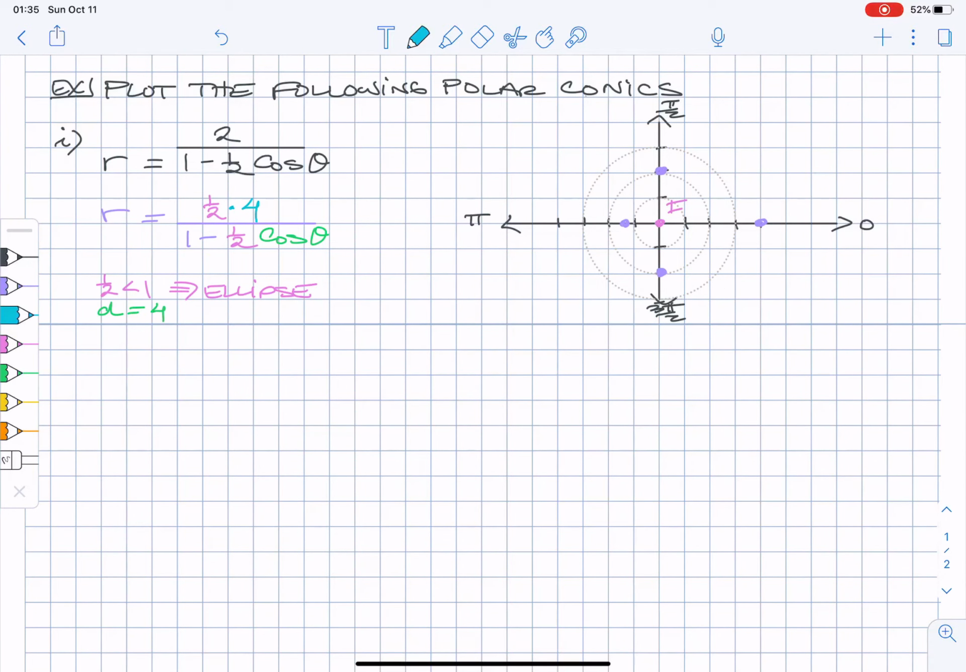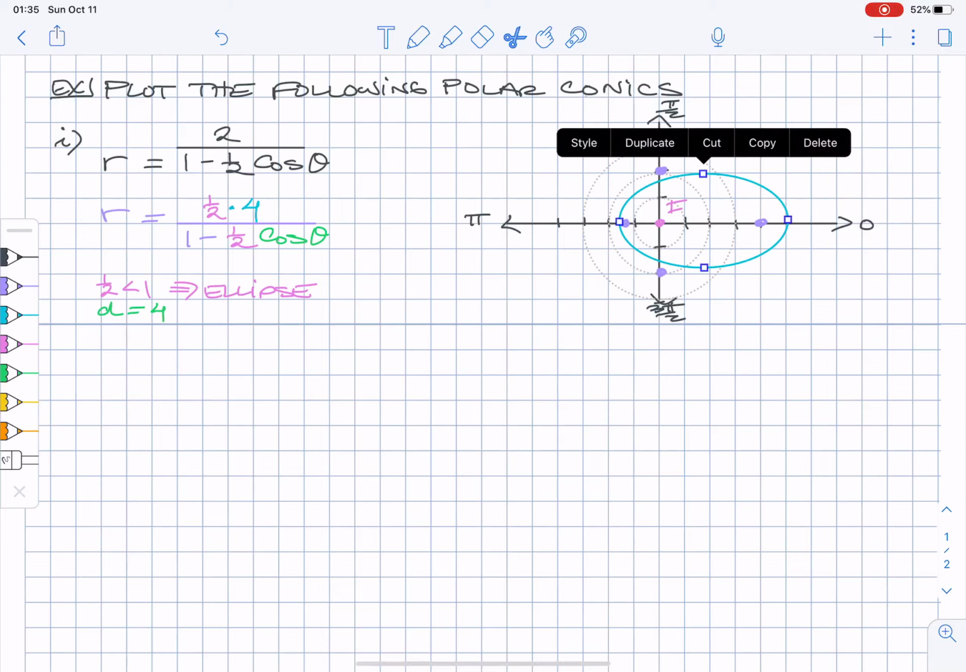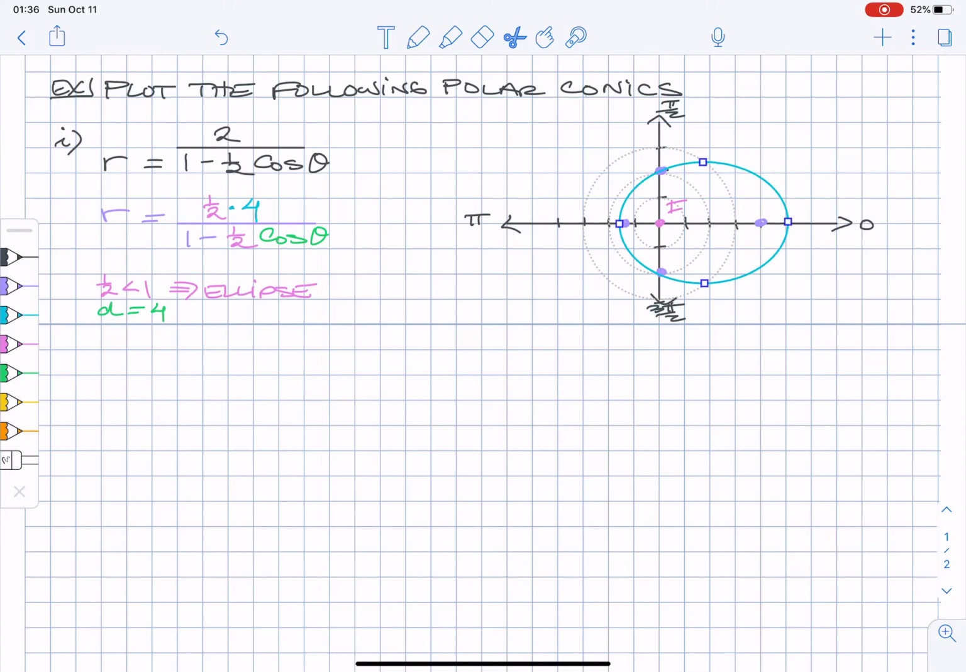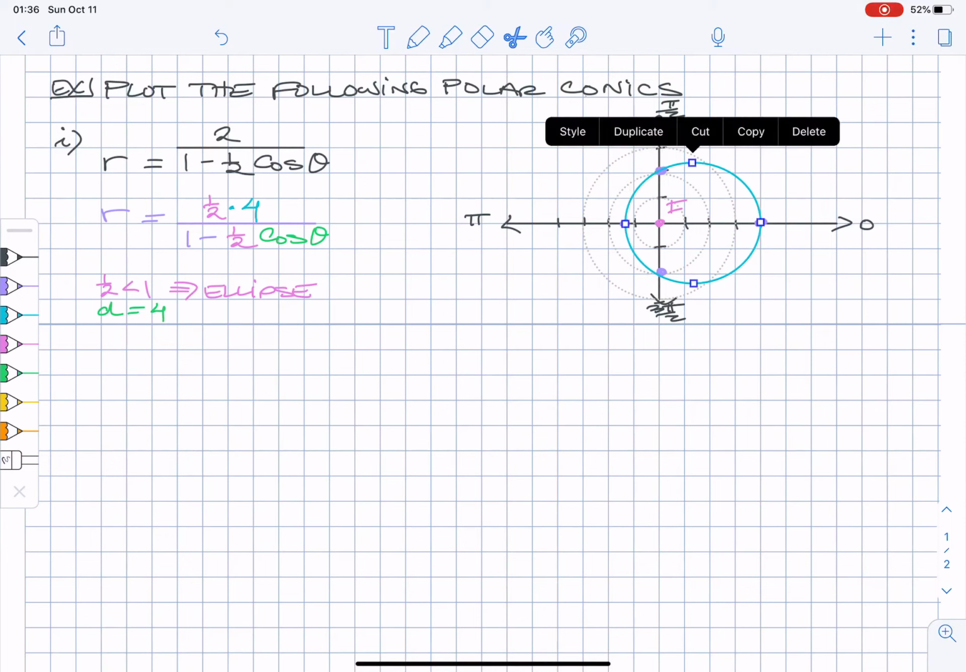So notice, this is my ellipse, not drawn very well. See, yeah, it's just going to give me a circle. Let me try and draw a better ellipse. And then, okay, so we've got an ellipse, like so. There we go. There's our ellipse.